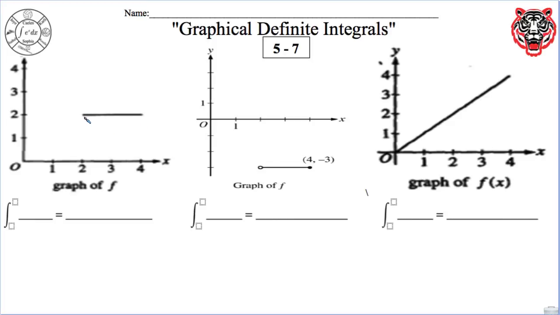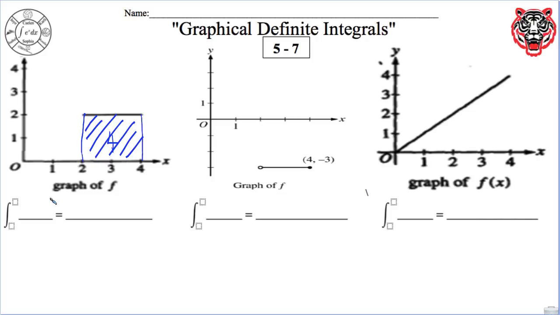I'm always going to make a line to the x-axis. Always make a line to the x-axis. And then you can just do lines to shade them in. So that's the area that I'm looking for. This is a 1, 2 by 1, 2, so it has an area of 4.